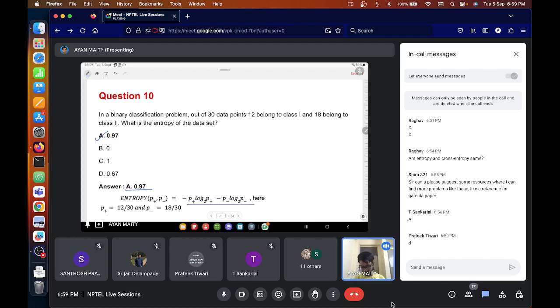So this formula is simply used here. There are only two classes, so P positive and P negative have been used. If there are more than two classes, in that case it would be P1, P2, P3, P4 like this.